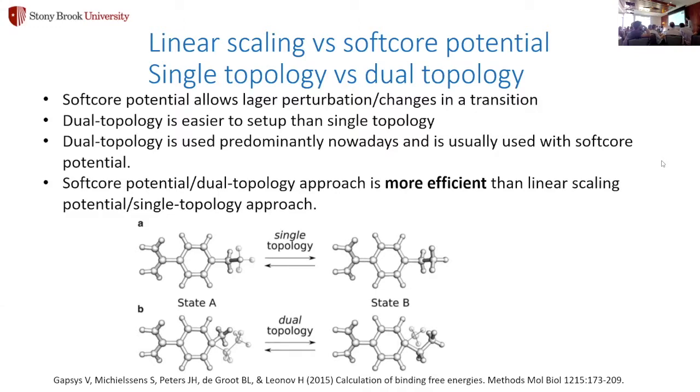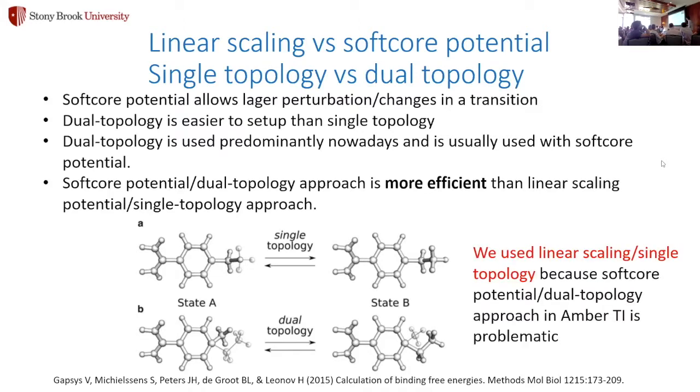In single topology, you can only go from a larger molecule to a smaller molecule that has all atoms covered by the larger one. And in dual topology, you can handle many different chemistries in one topology. It doesn't matter whether you are going from a larger one or a smaller one. But we found that the soft core potential dual topology approach in Amber TI has some issues, just like people mentioned yesterday. The unified decouple scheme gives different results.